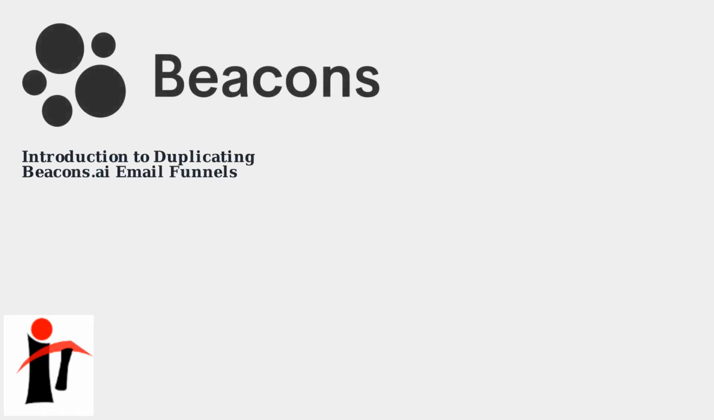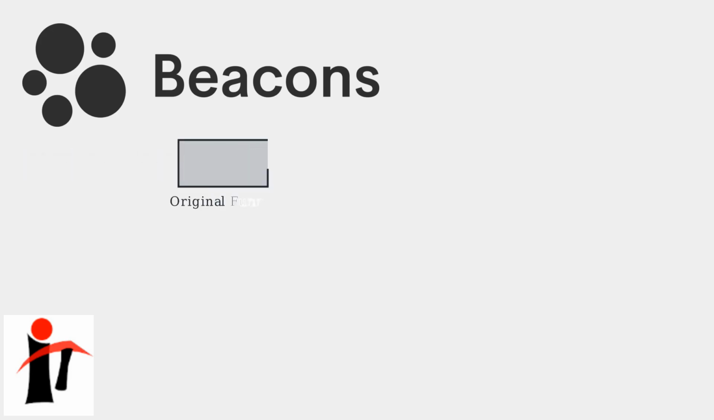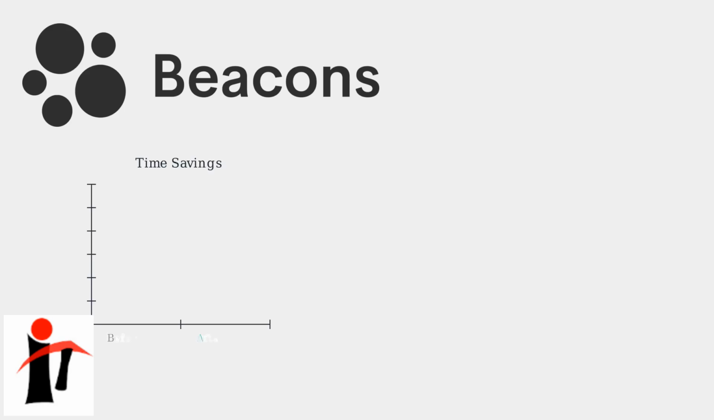Duplicating email funnels in Beacons.ai allows you to quickly clone existing funnel structures, automation rules, and content for reuse. This is essential for efficiently scaling your email marketing efforts without rebuilding everything from scratch. For example, duplication can reduce setup time from 10 hours to just 2 hours. This video will guide you through the process of duplicating, automating, and editing your email funnels in Beacons.ai for maximum efficiency.